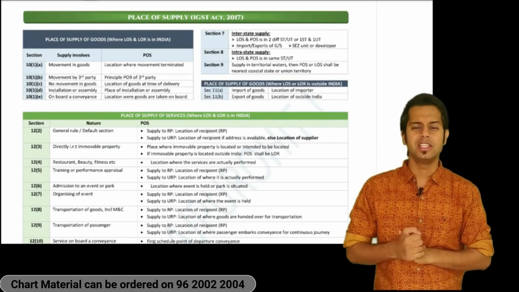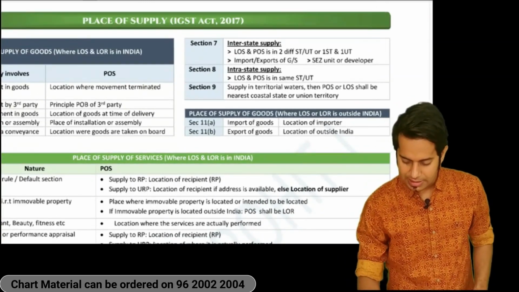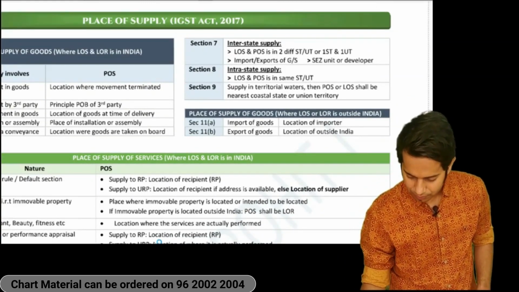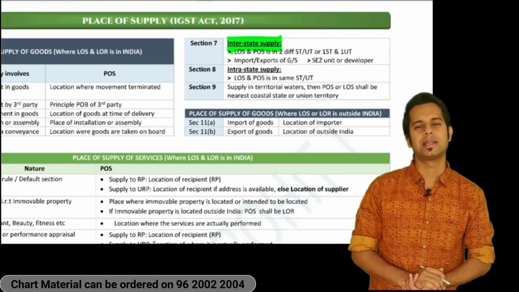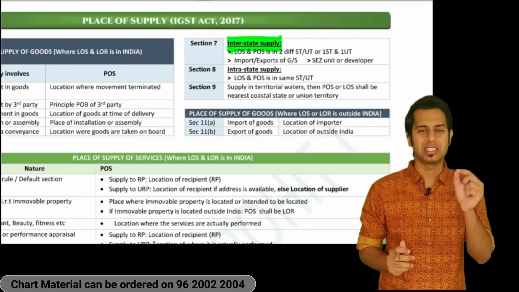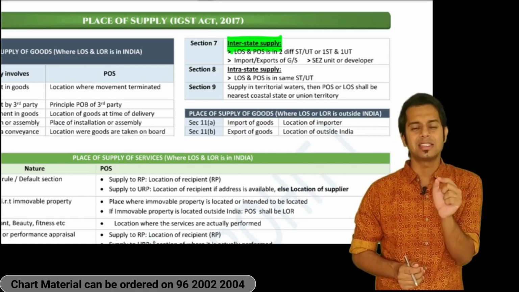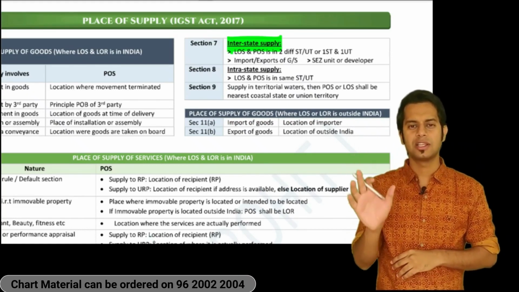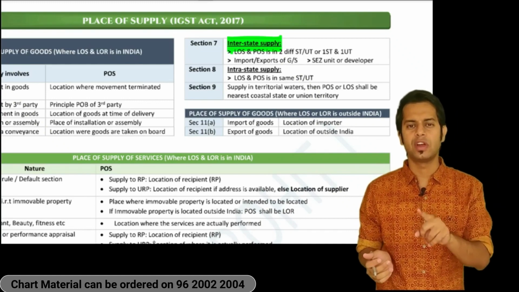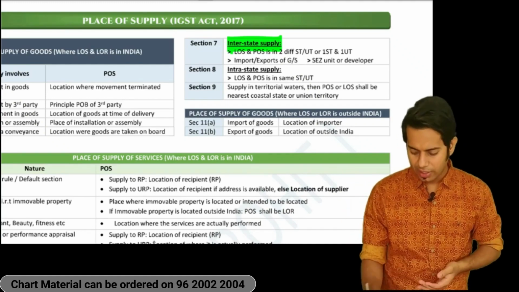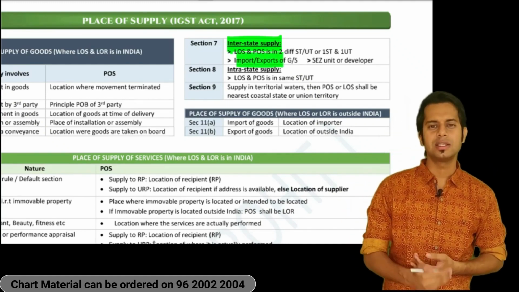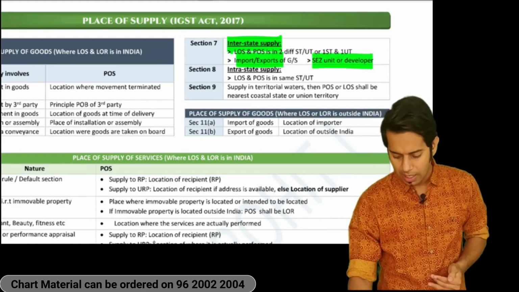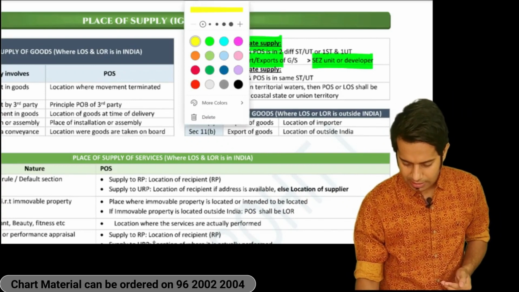Okay, section 7 of IGST Act. Section 7 of IGST Act talks about interstate supply. What do you mean by interstate supply? Section 7 of IGST Act says interstate supply means a supply wherein the location of supplier and place of supply is in two different states, two different union territories, or one state and one union territory. Similarly, import and export will also be treated as interstate supply. Similarly, a supply made to an SEZ unit or SEZ location will also be treated as interstate supply.